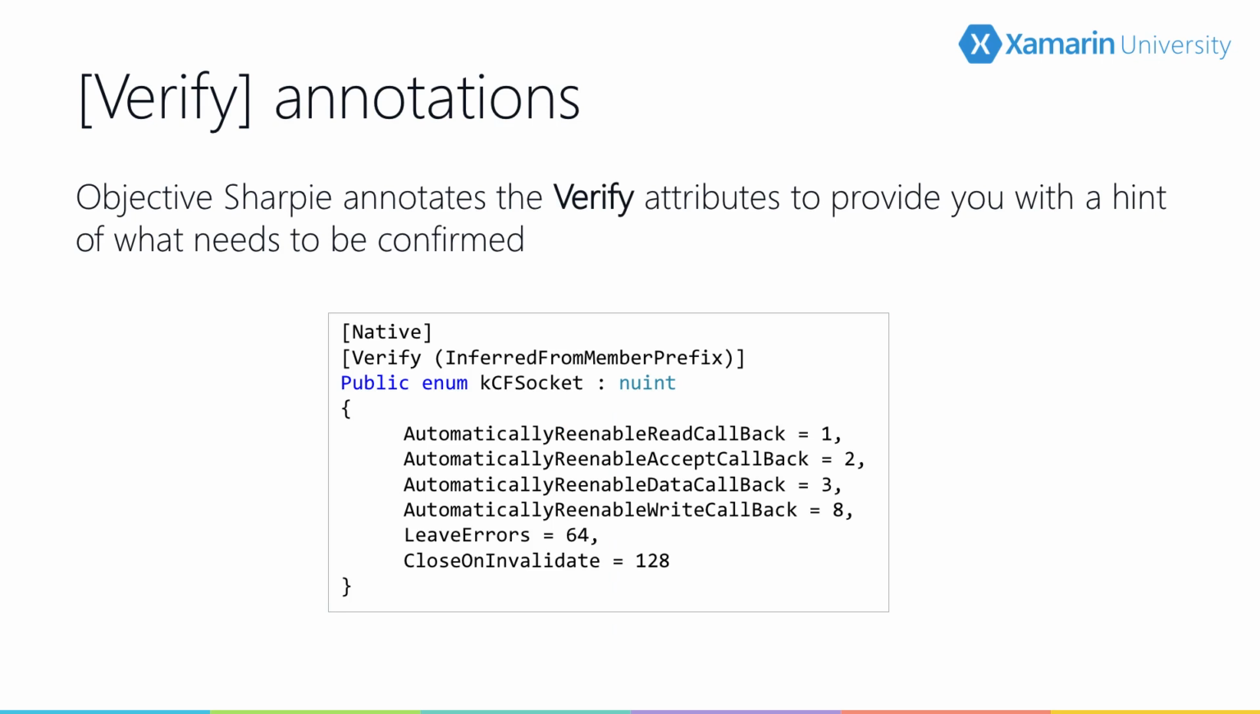Verification is recommended for all bound declarations, but it's most likely required for declarations annotated with the verify attribute. Objective-Sharpie is going to annotate the verify attribute with a hint of what needs to be confirmed. We're going to step through these options that are available to you, so as to make sure that you understand what is required when you see these in your code.